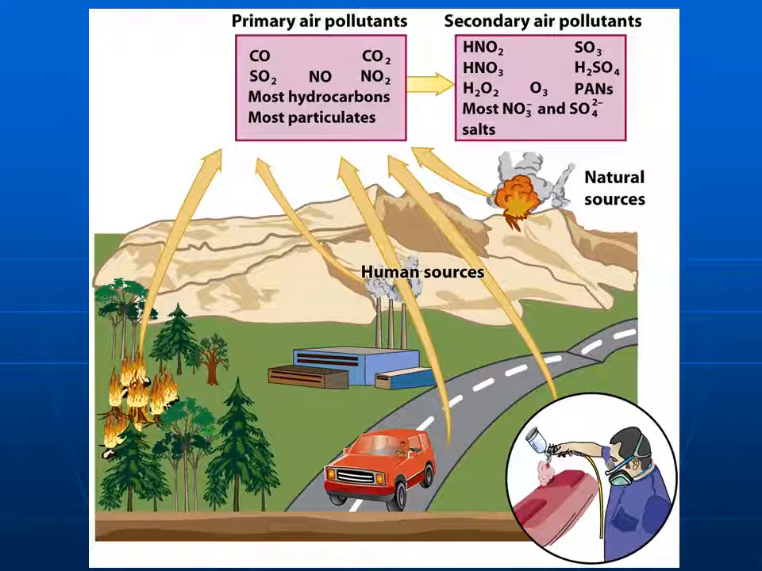This figure shows the primary air pollutants emitted from various natural sources and human sources or man-made sources. They mainly include carbon monoxide, carbon dioxide, sulfur dioxide, nitric oxide, nitrogen dioxide, hydrocarbons, and particulates. These primary air pollutants undergo reactions in the atmosphere and are converted into secondary air pollutants. They mainly include HNO2, HNO3, SO3, H2SO4, H2O2, ozone, PANs, nitrates, sulfates, etc.